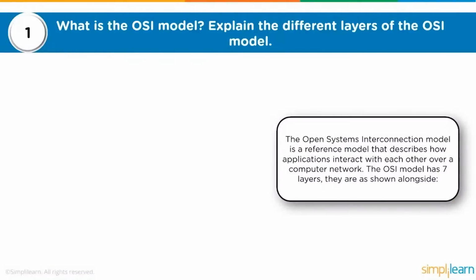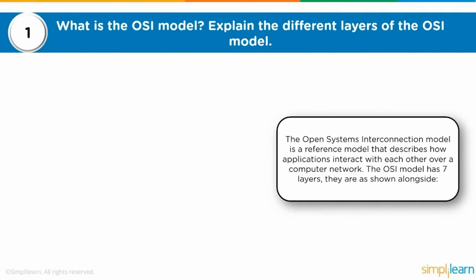Let's start off with question 1. What is the OSI model? Explain the different layers of the OSI model. OSI largely is a theoretical model utilized to understand networking and how data packets are created and how they are being processed by a computer. This is normally used by TCP/IP, the Transmission Control Protocol over Internet Protocol software suite.